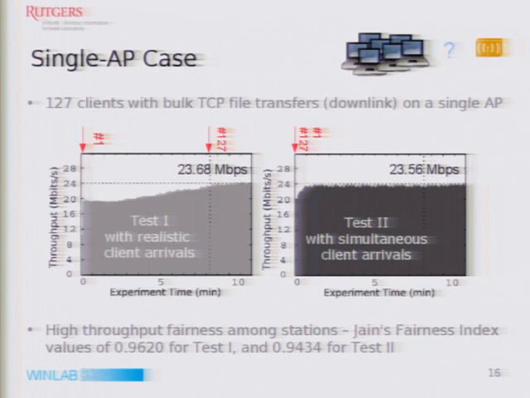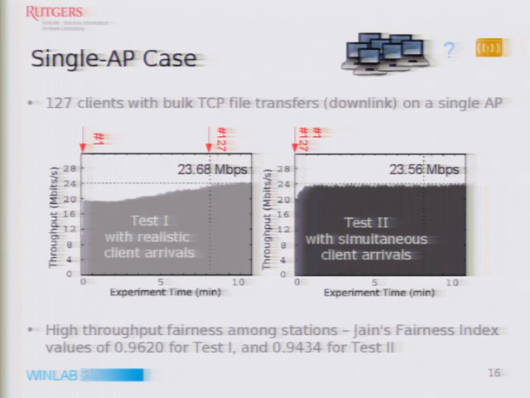No matter how they come in, the system capacity is rock solid. We tried everything from 10 to 300 clients. We don't see anything like what I showed you with the first one. We even looked at the fairness among these different flows, and the fairness number is quite high, about 0.95 for Jain's fairness index.